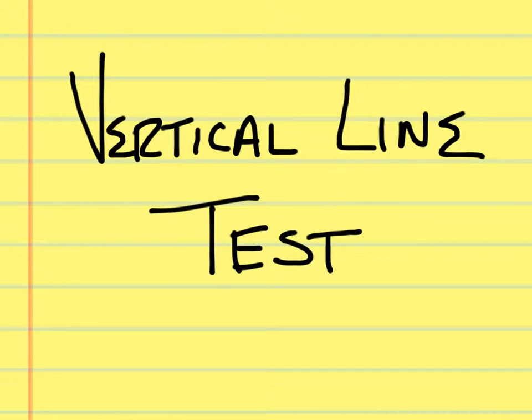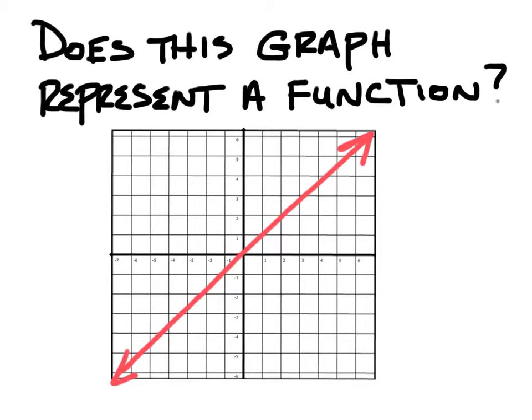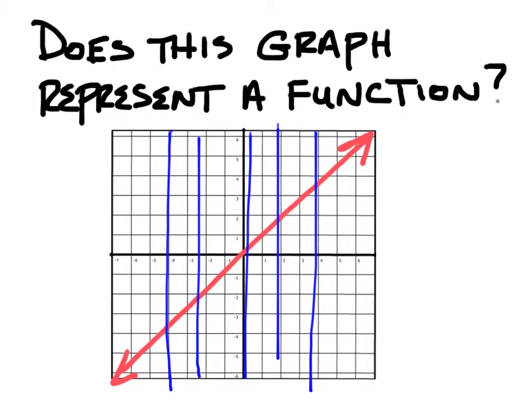For the first one is the vertical line test, and that's exactly what it says. You draw a vertical line over a graph to see if it touches in one spot or in two or more spots. If you can draw a vertical line and it touches in only one spot, the answer is yes, that thing is a function. If you draw a vertical line and it touches in two or more spots, the answer is no, it is not a function. So in this graph, I'm drawing a vertical line here, here, here, here, and here.